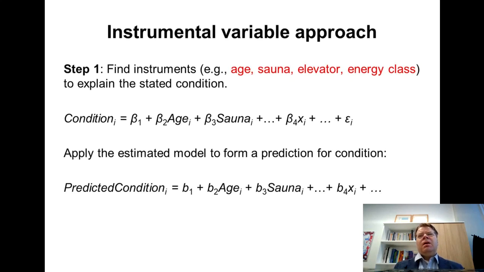So all of these variables that I have mentioned here might be correlated with the condition of the apartment. I'm not necessarily sure in the first place, I'm just hypothesizing here that they might be correlated with the condition of the apartment, but they shouldn't be correlated with the self-reported measurement error in this condition. So there's no reason to expect that presence of a sauna somehow influences that there will be some kind of bias in this self-reported condition. Okay, so as the first step, I will use these instrumental variables to predict the condition, and in predicting the condition, I've also used other variables such as size in square meters and so on.